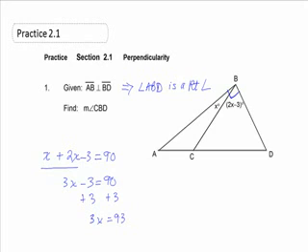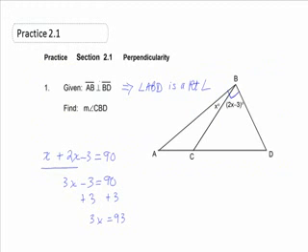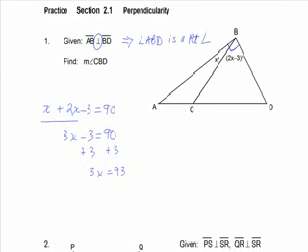We know we got the definition earlier in our notes today that if things are perpendicular, then they intersect at right angles. So this is the symbol for perpendicular, the upside down T.